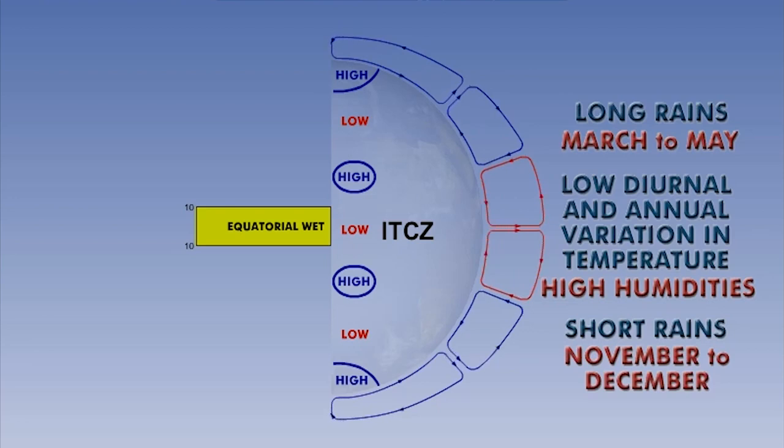This zone is characterized by very low annual and diurnal variations of temperature, together with fairly high relative humidities.